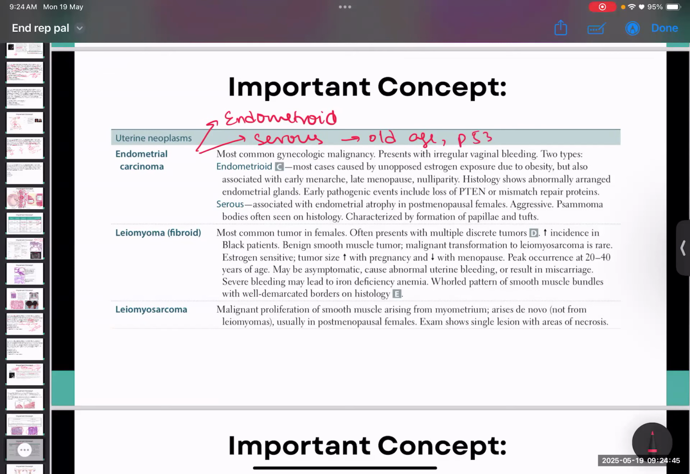Whereas endometrioid, usually you will see PTEN mutations here, and you will see mismatch repair enzymes, so MSH2 or 1, I don't know. But that's what you will normally see with endometrioid. And like I mentioned, anything that sort of increases estrogen in your body will lead to endometrial carcinoma because of endometrial hyperplasia.